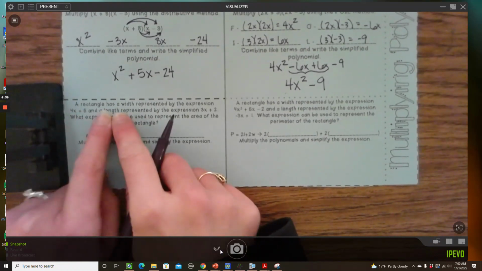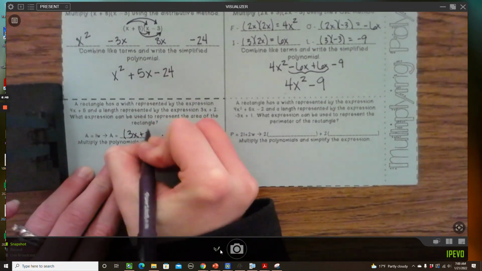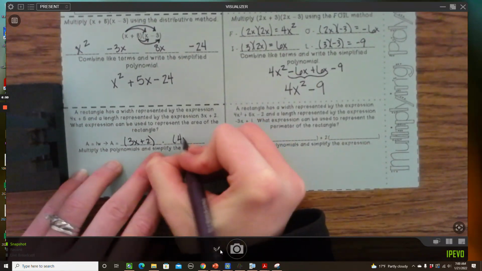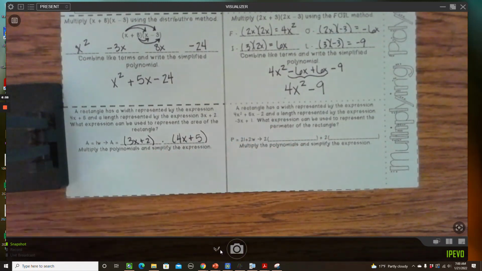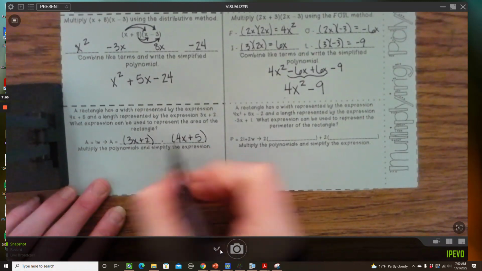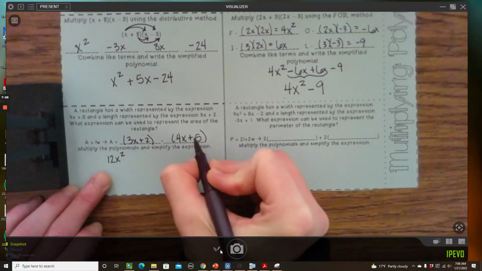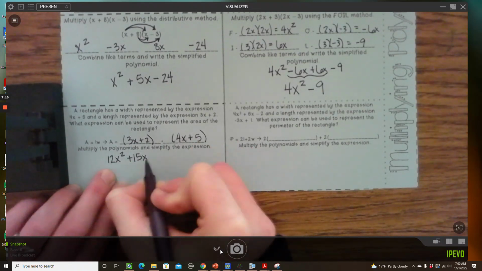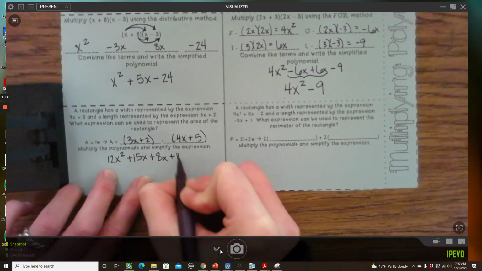So the length is represented by the expression 3x plus 2, and then the width is represented by 4x plus 5, and then I can multiply those polynomials, combine like terms, and have a simplified expression. So 3x times 4x is 12x squared first. Outside, 3x times 5 is 15x. Inside, 2 times 4x is plus 8x. And then last, 2 times 5 is a 10.